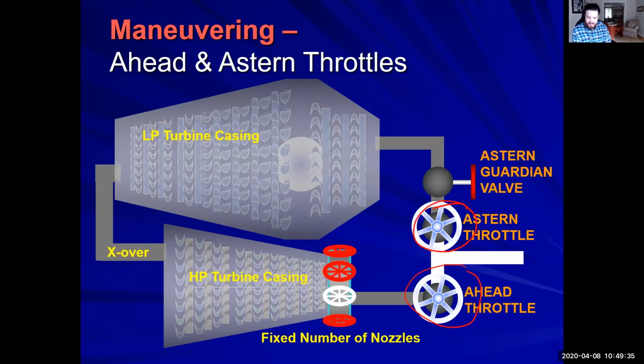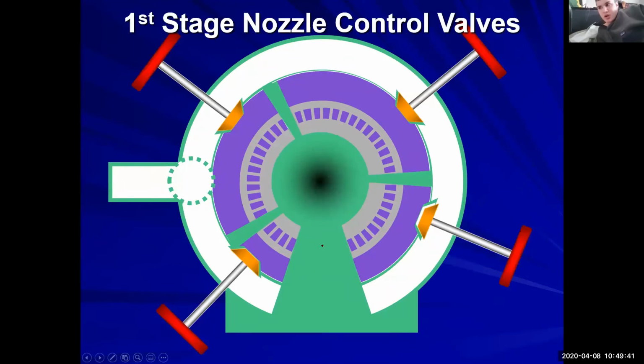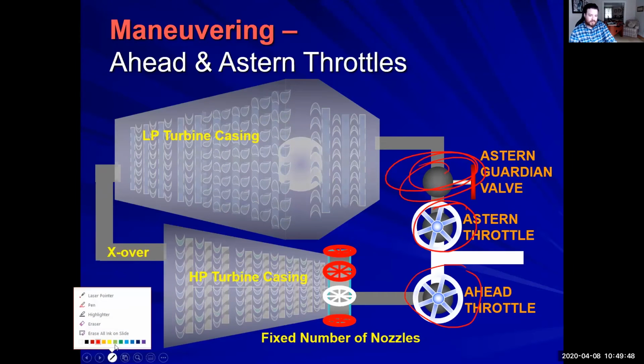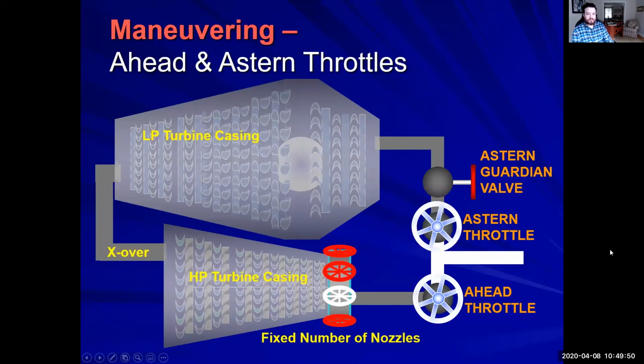So where is the astern guardian valve then? Above the throttle box to the left. Yes. So what's the point of these? What are we trying to do with all three of these valves? What's the ahead throttle do? Let's start easy. To regulate how much steam is going into the high pressure turbine. Correct. So that's what the ahead is doing.